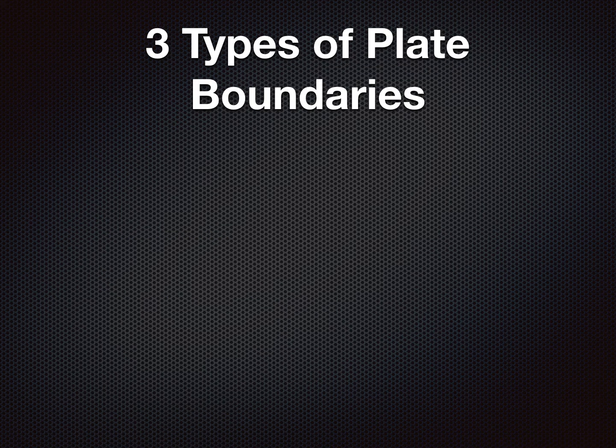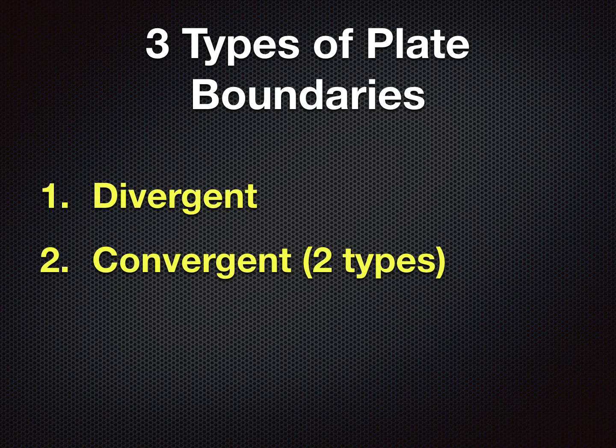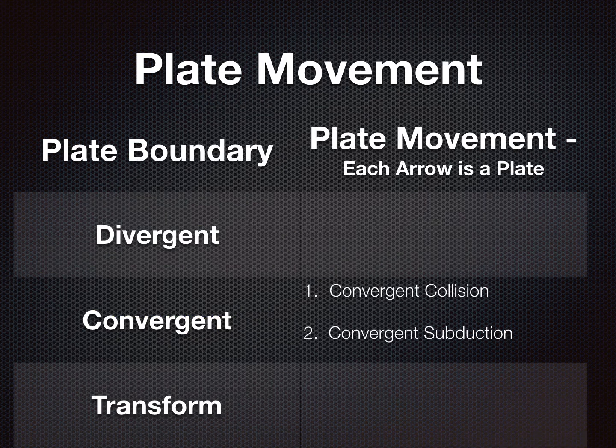There's 3 types of plate boundaries. In general, there's divergent, there's convergent. The confusing thing about convergent is there actually are 2 types of those, and there's transform boundaries. Now, if you Google this, you can realize there are different subsets of each of these boundaries, but in 6th grade, we got to keep them pretty general.